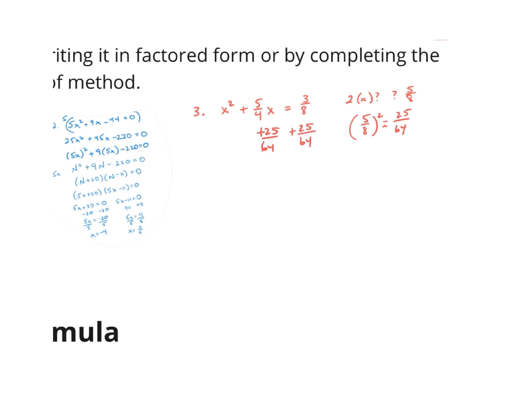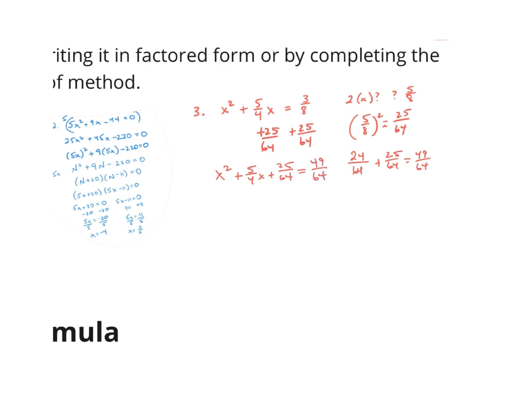When I do that, I get x squared plus 5/4 x plus 25 over 64. And then I'm going to quickly do some side work. For the 3/8, I need a common denominator. So that's going to become 24 64ths, plus 25 64ths is going to give me 49 64ths. Ooh, I like that number. That's a nice perfect square number.